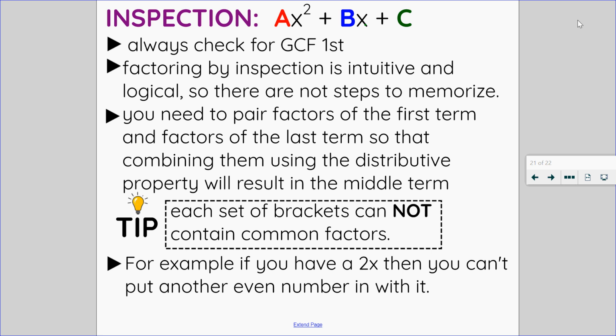So what I'm going to be looking at is factor pairs of my first term, factor pairs of my last term, and using the distributive property, how do I combine those factors together to get the middle term? So the one tip that I have for you is that each set of brackets cannot contain a common factor. So for example, if one of my brackets has a 2x in it, I can't have any other even number in that set of brackets. So that helps us eliminate some of the possibilities.